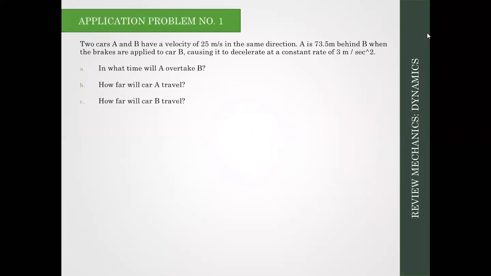So, let's apply na yung napag-aralan nating formulas sa example, no? So, let's have the first example. So, ang condition, we have two cars, A and B, have the same velocity of 25 meters per second in the same direction. Ang condition is, the car A is 73.5 meters behind B when car B applied brakes, causing the car to decelerate at a constant rate of 3 meters per second squared.